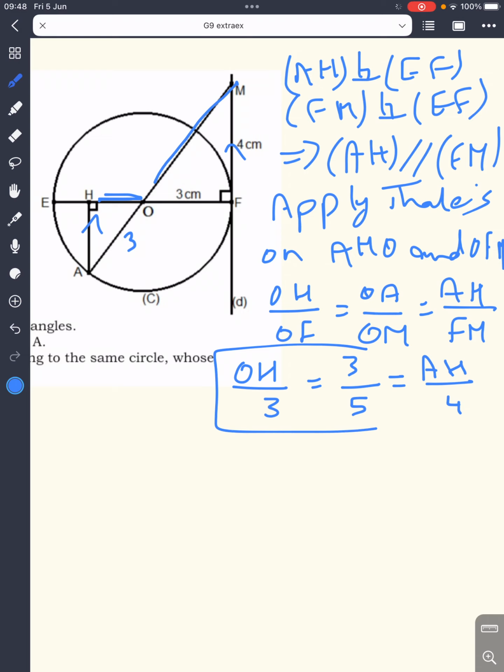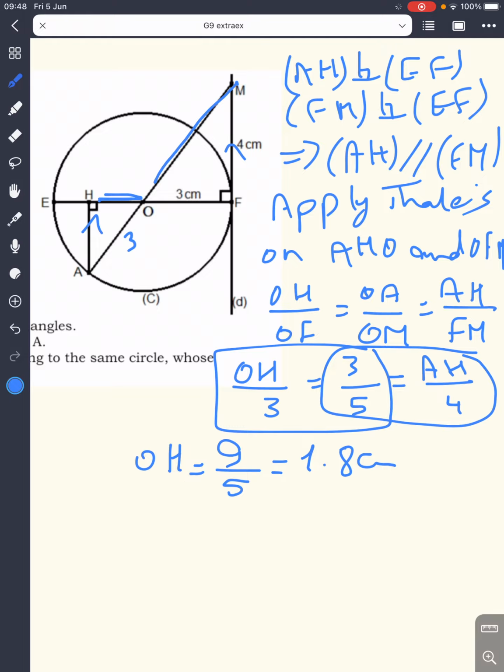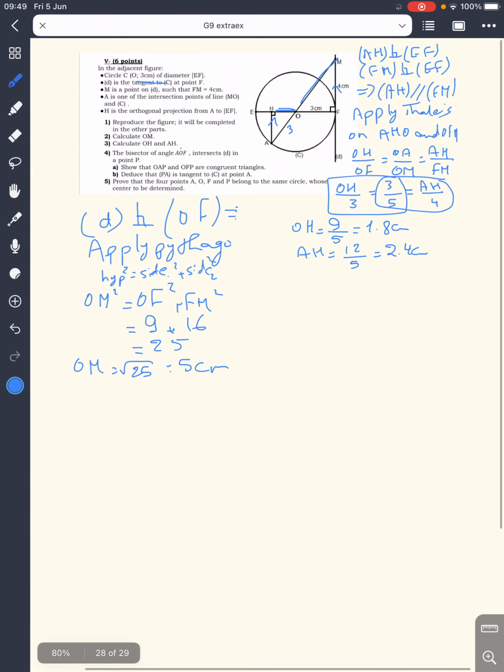Now, let's use these ratios. OH over 3 equals 3 over 5, so I can say that OH equals 3 over 5 times 3, so it's 9 over 5, which is 1.8 centimeter. Now let's find the value of AH. AH over 4 equals 3 over 5, so AH equals 3 over 5 times 4, which is 12 over 5, which is 2.4 centimeter. Okay, now what to do here?